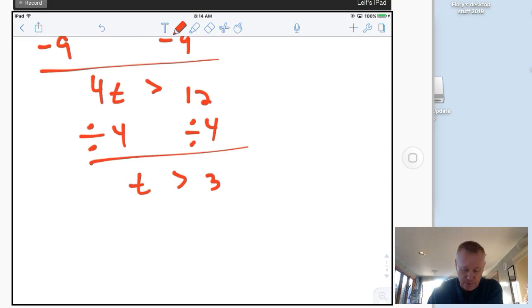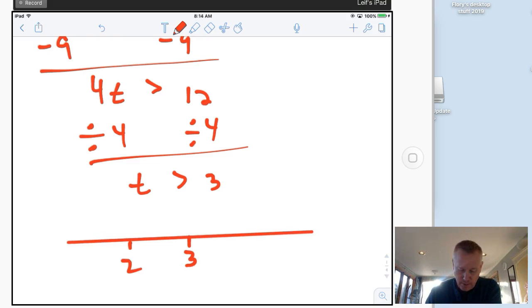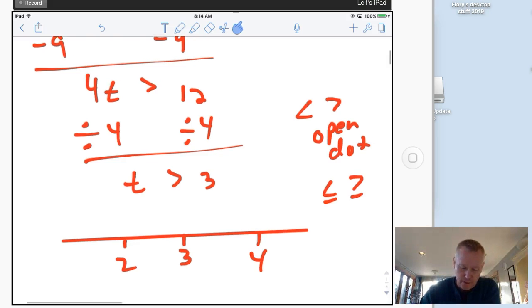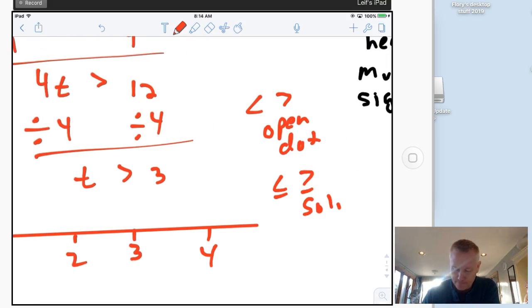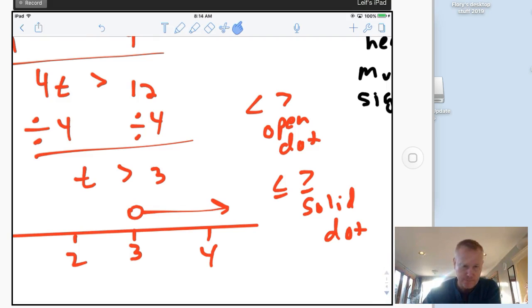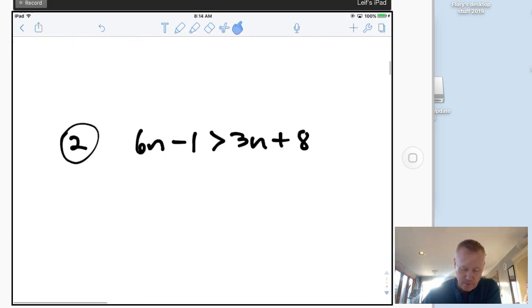So if I was going to graph this on a number line, I would go over here to 3. Here's 2. Here's 4. Because it's one of these two, it's an open dot. If it's one of these two, it'll be a solid dot. So this is open. Greater than 3 is towards the 4. Okay, and that's my answer.